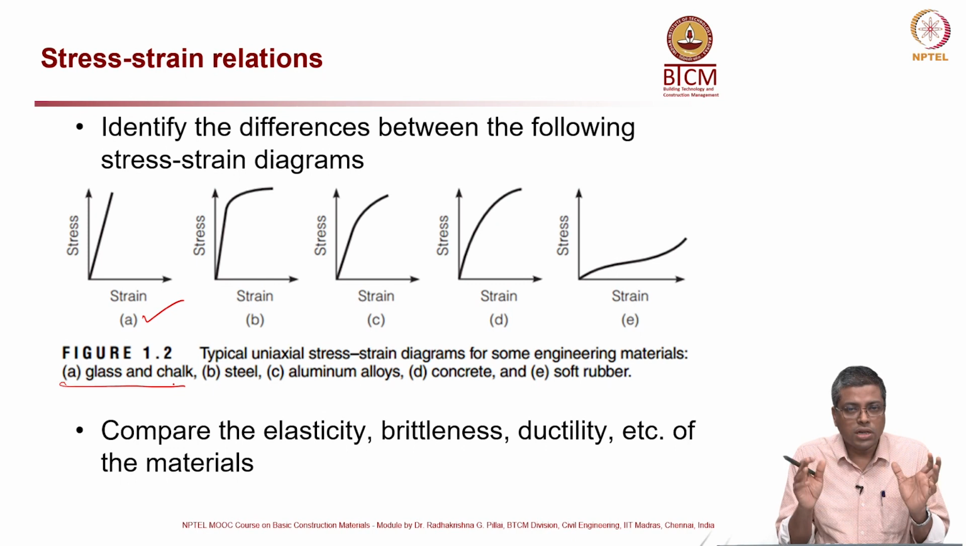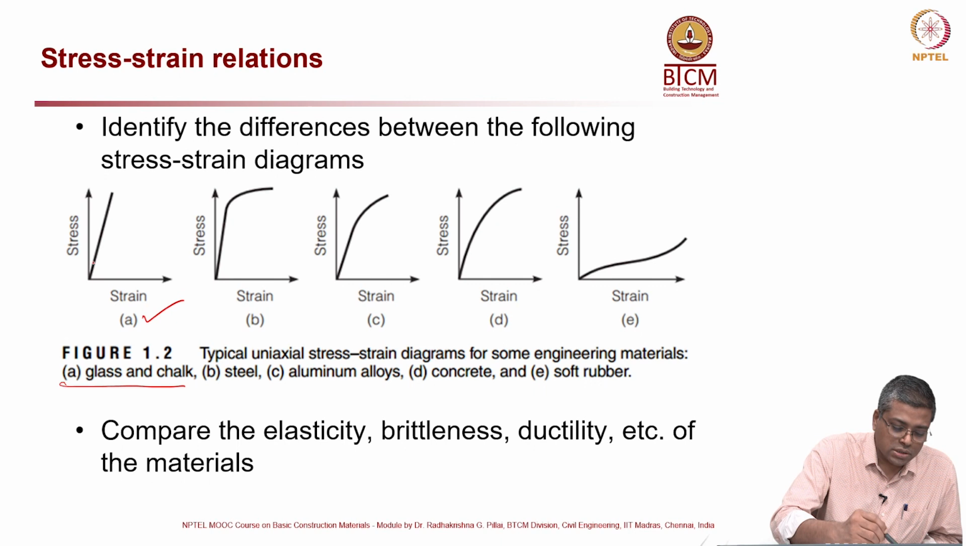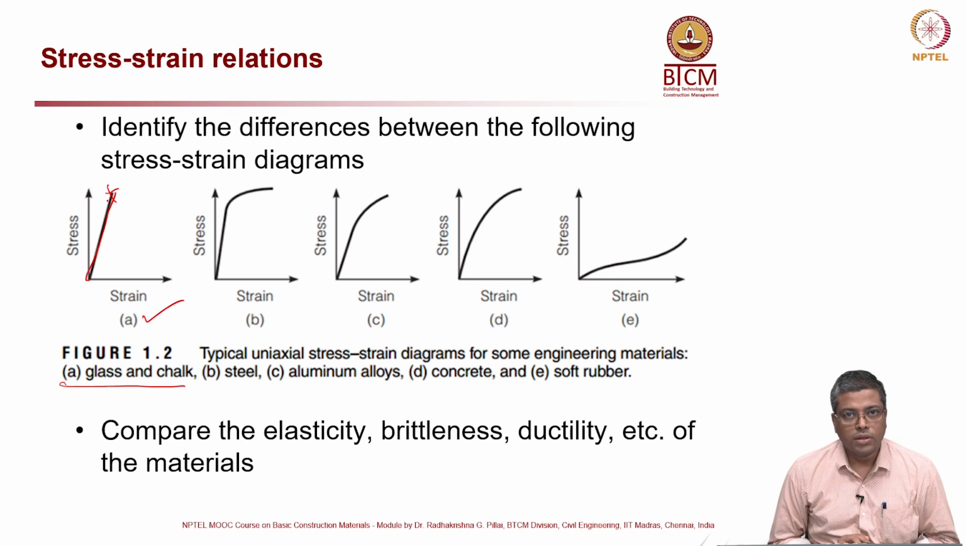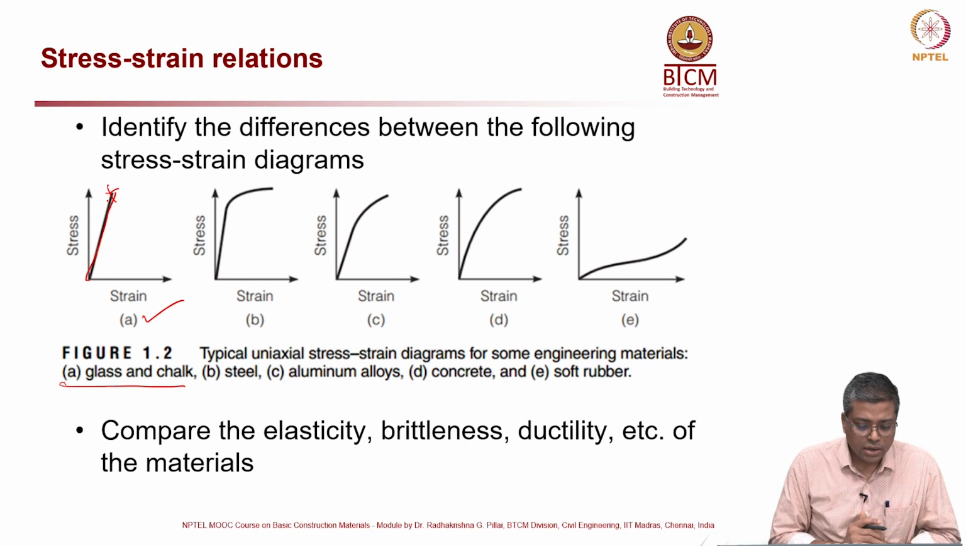That means that when you draw a stress-strain graph, it is a straight line, and then suddenly the material breaks there. There is no ductility at all. Imagine you take a piece of chalk and pull it, it will just break. It is not going to reduce the diameter of the chalk. It just breaks, right?